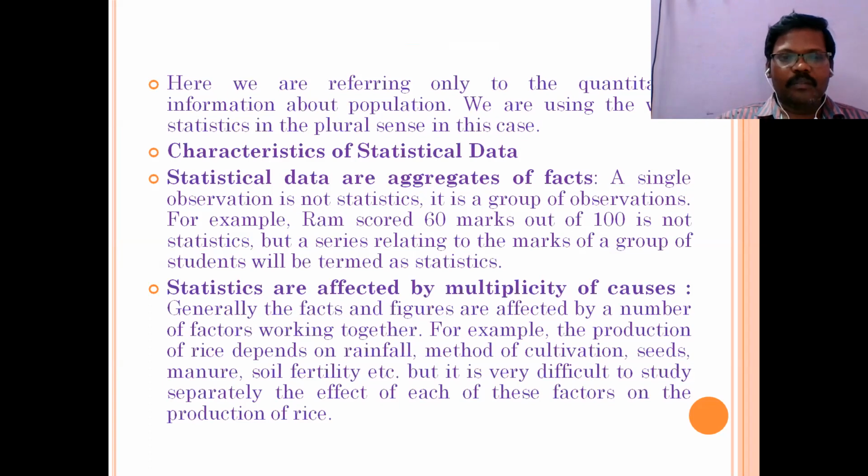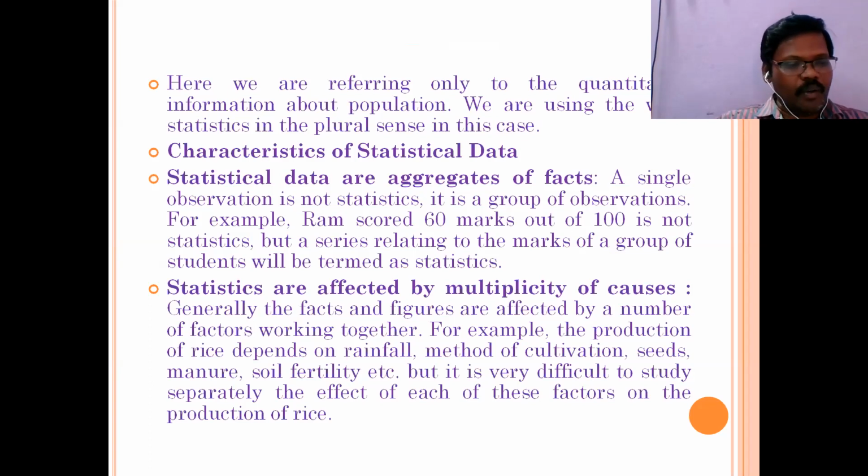For example, Ram scored 60 marks out of 100 is not statistics, but a series relating to the marks of a group of students will be termed statistics, such as the average marks of students. The individual score is not statistics. All the students' scores are statistics. The whole classroom's marks are statistics. So it is not singular, it is plural. That is what I am saying.